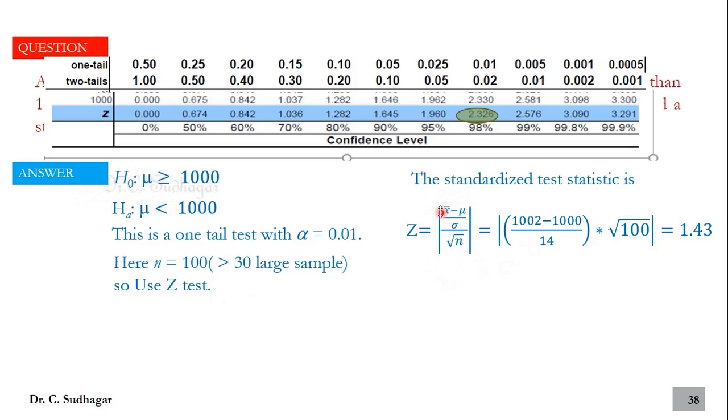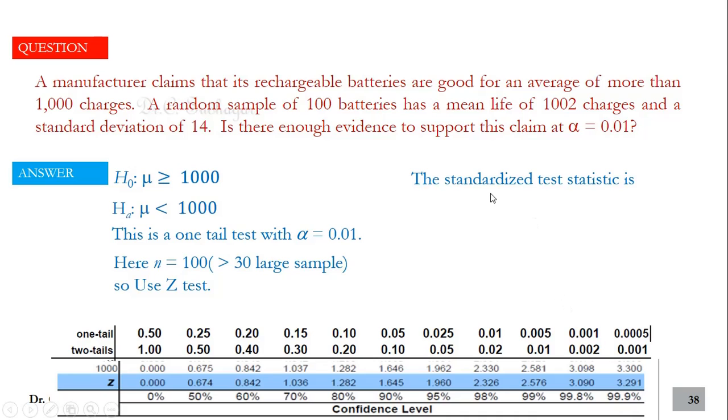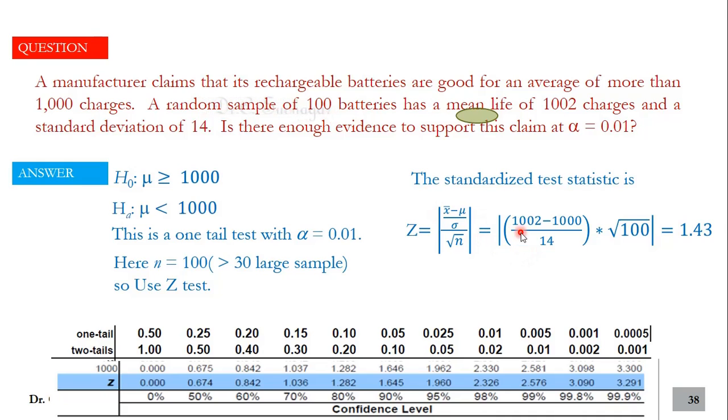When you are taking the Z test, you put the values. x bar is 1002. This is the mean we have calculated, so that is the sample mean, 1002, sample standard deviation is 14, sample size n equal to 100. Then we substitute them in the formula, x bar minus mu divided by 14 into square root of 100. This square root of n goes to the numerator. We have taken 100 batteries, so you put square root of 100. Now after doing this calculation, take the magnitude. Take only the positive quantity. The positive quantity is equal to 1.43. Sometimes you will get a minus value also, so don't take the negative number, take only the positive number.